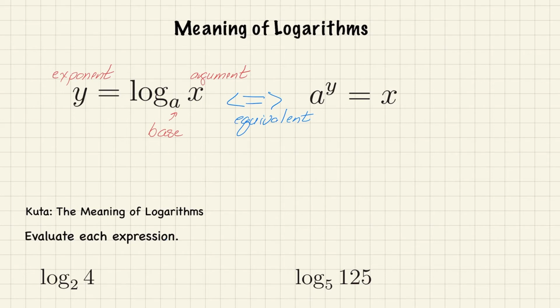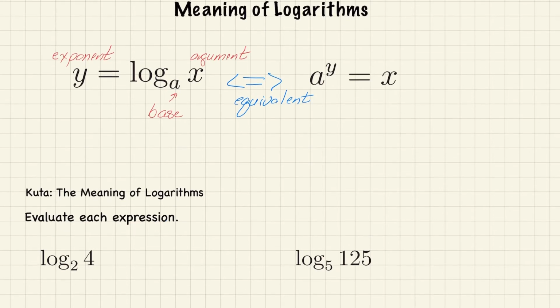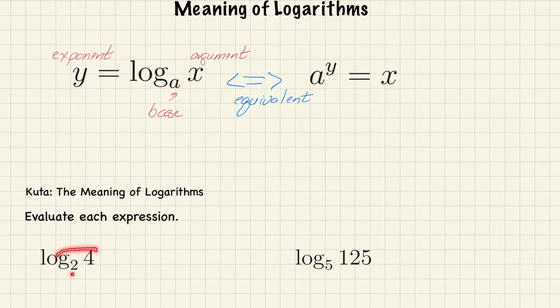In this case, we're going to evaluate each expression. Okay. So we have the log of 4 base 2. So 2 raised to what power gives you 4? 2 raised to the 2nd power gives you 4. The log of 125 base 5: 5 raised to what power gives you 125? Well, 5 squared is 25. 5 cubed is 125. So 5 to the 3rd power gives you 125.